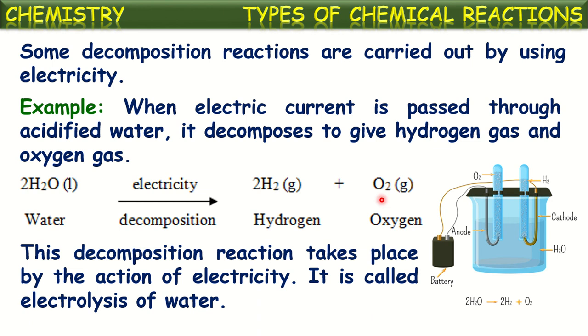Okay, this decomposition reaction takes place by the action of electricity. So these reactions in which compounds are splitting into simpler substances by applying electricity are called electrolysis reactions. So here we have seen decomposition of water into hydrogen and oxygen by applying electricity. So this reaction is called electrolysis of water, means splitting of water by applying electricity. Okay, this is one kind of decomposition reaction.